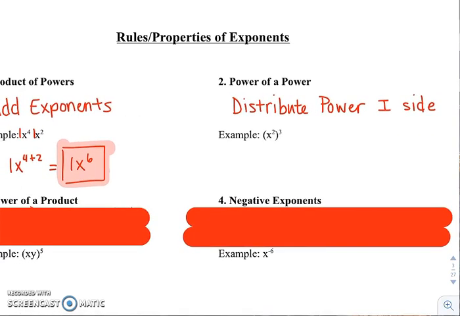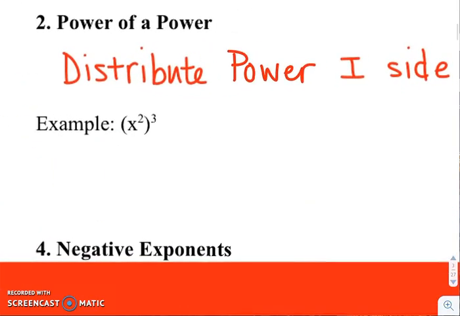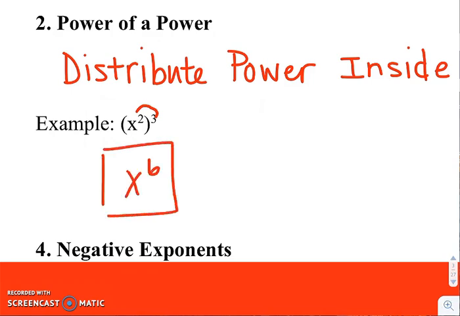When you have a power raised to another power, you distribute the power inside of the parentheses. So if we had x squared to the third, we distribute the 3 inside, multiply it by the 2, and this becomes x to the 6th.